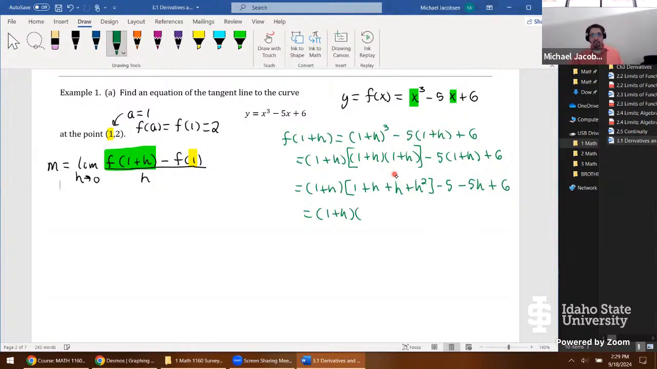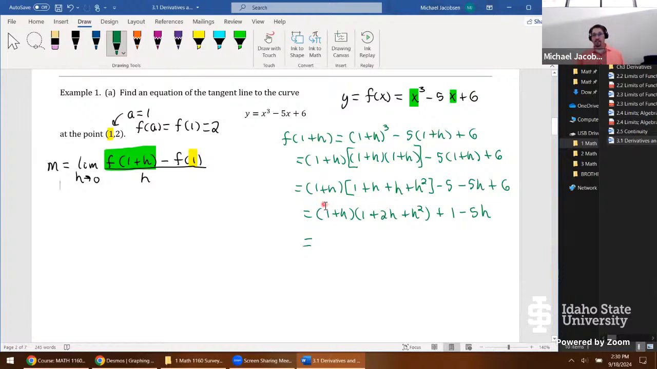1 plus h is now multiplying. I'm going to take the brackets and just demote them to a parenthesis. 1 plus 2h plus h squared. We have like terms on the right, so that's 6 minus 5 for plus 1 minus 5h. So it's coming together, one last distribution through. Now we're doing a binomial into a trinomial, but it's the same kind of business as normal.